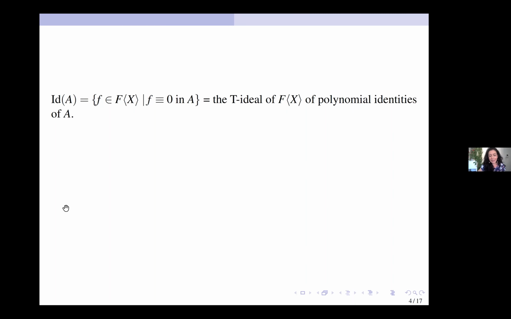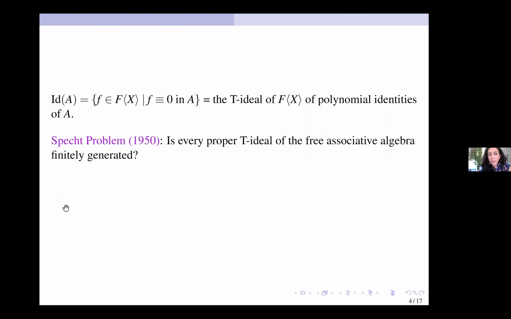In 1950, Spector... Sorry, Daniela. We are seeing your slides late, I'm one slide before you. It's a little strange. Now can you see the Specht problem? No, I'm still seeing the T-ideal, not the Specht problem. Can you go one slide more? Now I see the Specht problem. Okay, perfect, now I understand. I hope not to forget it.